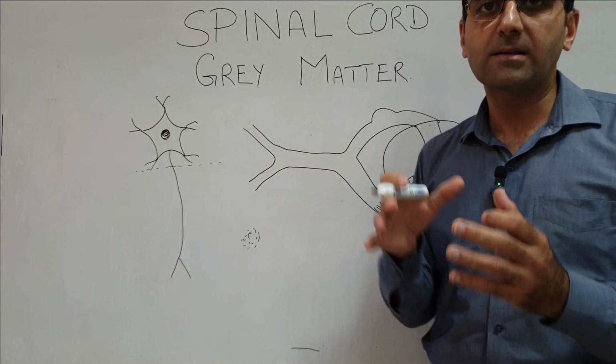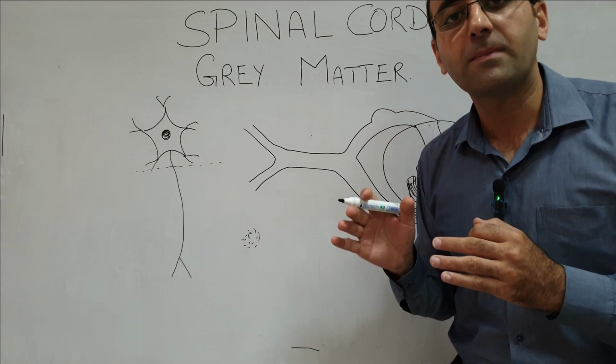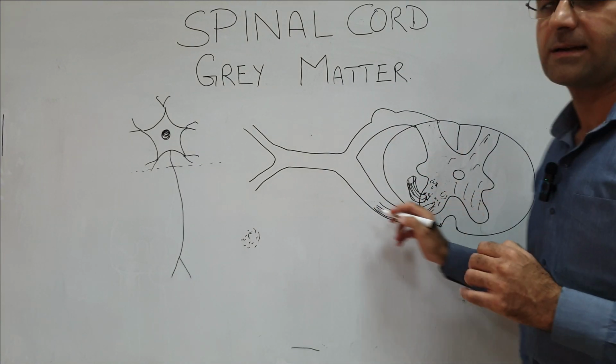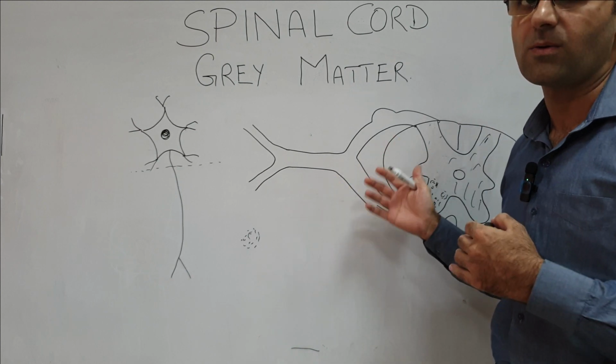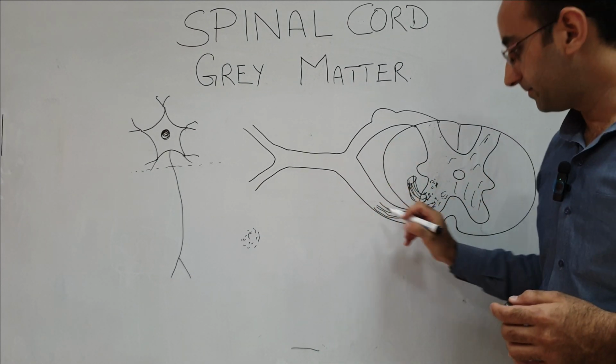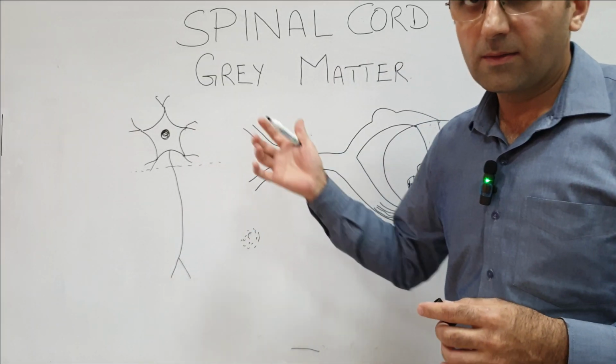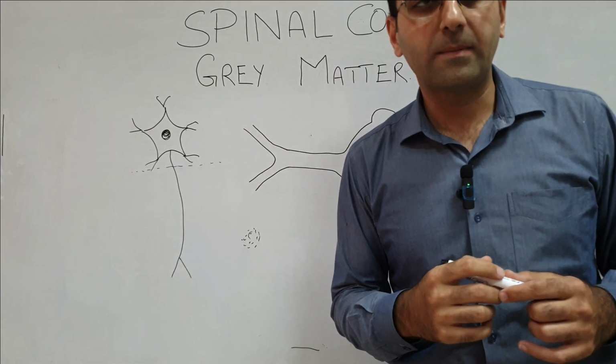So the collection of axons inside the central nervous system is called a tract, and when a lot of tracts combine, they form white matter. So this is called white matter. And if the same axons leave the central nervous system, that is, leave the spinal cord or the brain, they become the nerve. So this is a nerve. So this was about what a grey matter is and what white matter is.